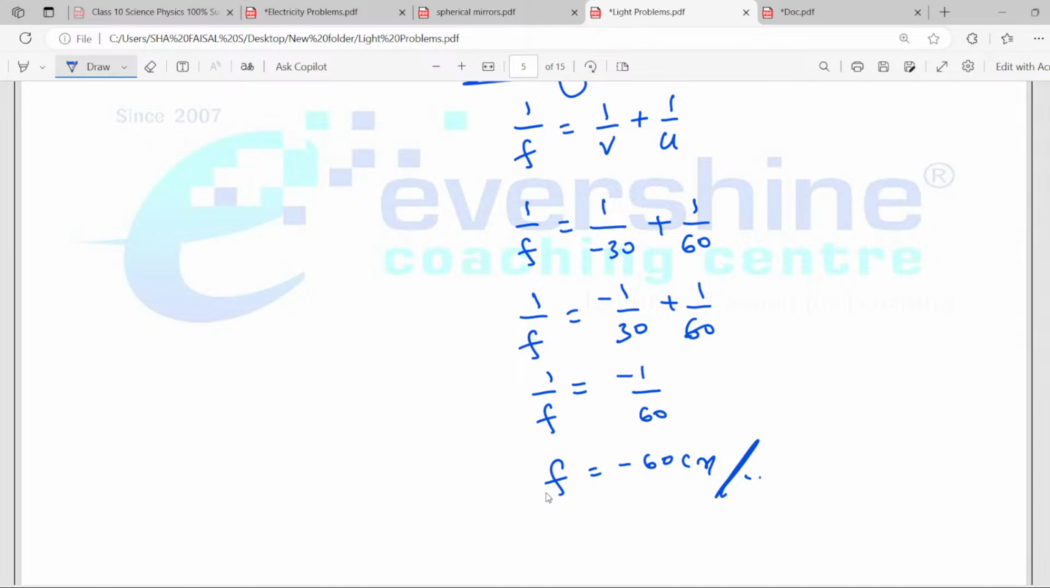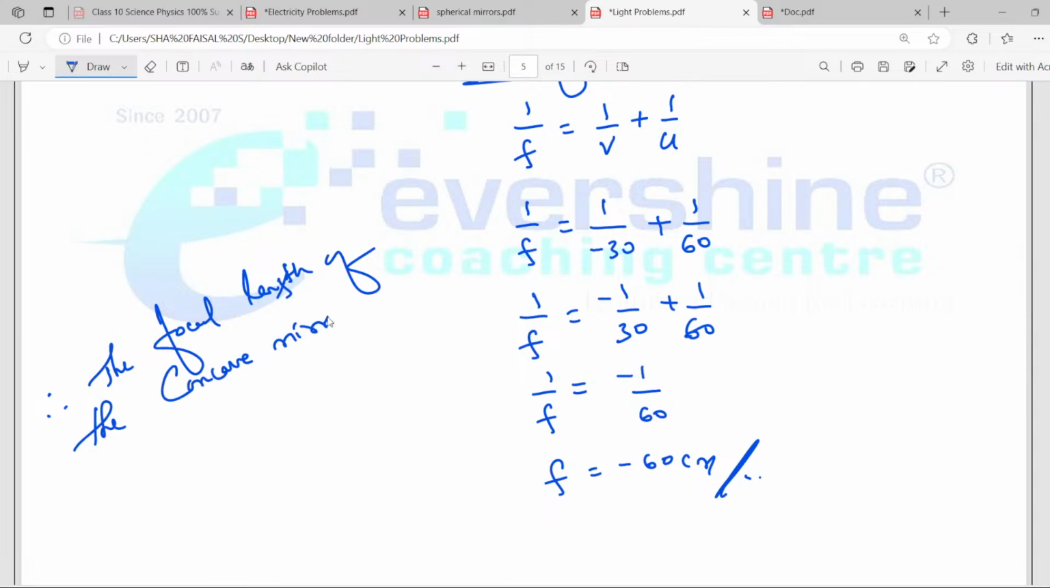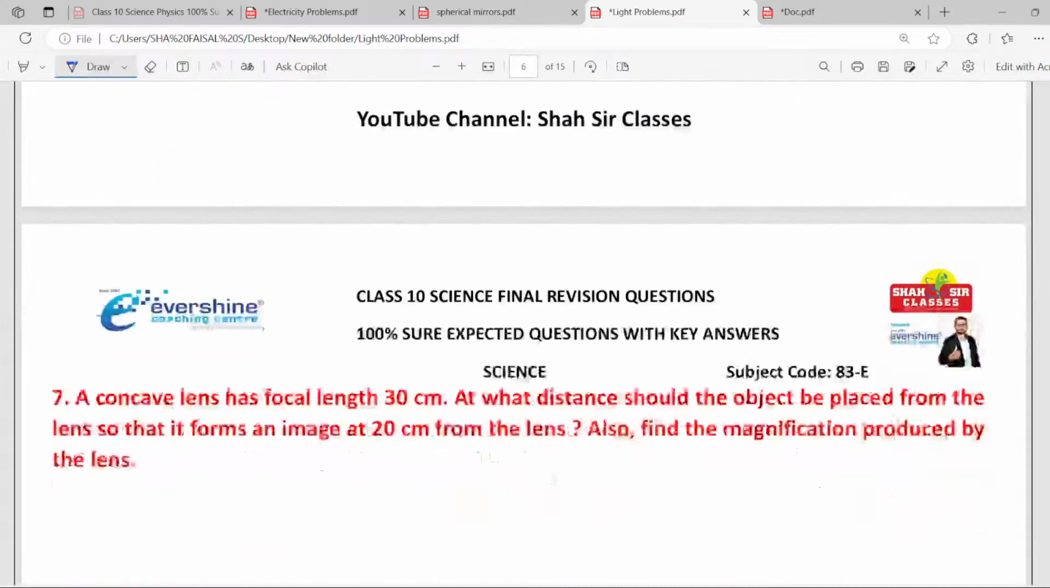So what is the focal length of this concave mirror? That is minus 60 centimeter. But once you write the answer, you can write as 60. I mean the focal length of a concave mirror. The final answer you should write like this. Don't write minus 60. Directly you should write the answer like this. The focal length of the concave mirror is 60 centimeter. When you write the final answer, you should write 60. Don't write the minus sign. No need to write negative. Okay, just write 60. That's enough.